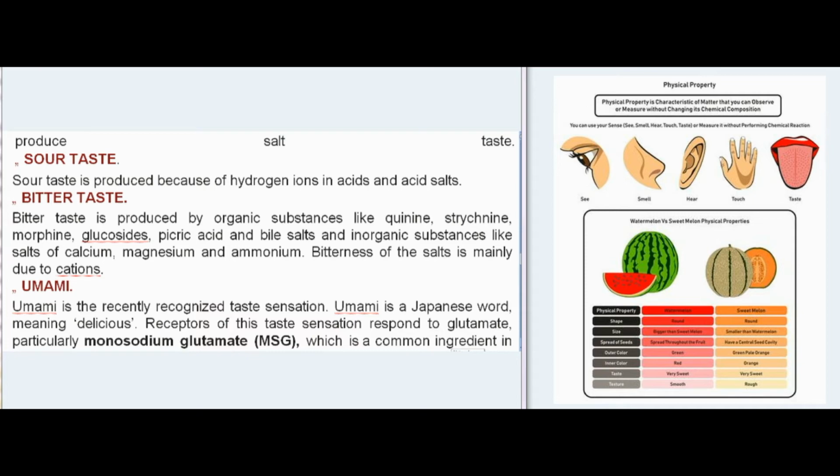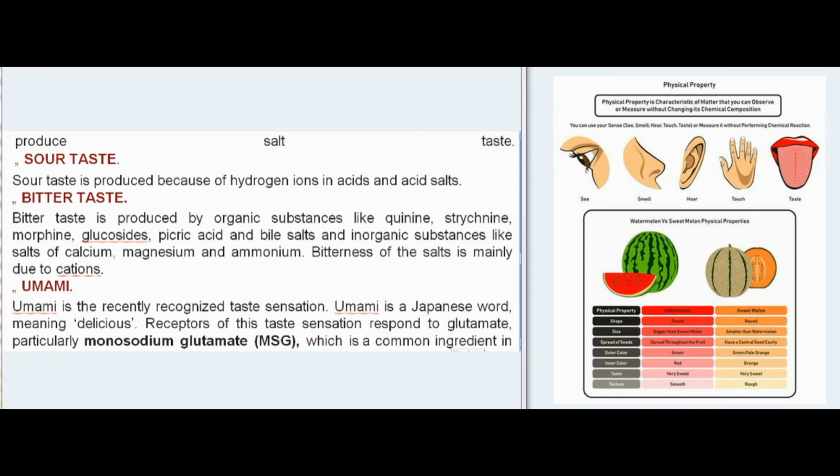Bitter taste. Bitter taste is produced by organic substances like quinine, strychnine, morphine, glucosides, picric acid, and bile salts, and inorganic substances like salts of calcium, magnesium, and ammonium. Bitterness of the salts is mainly due to cations.